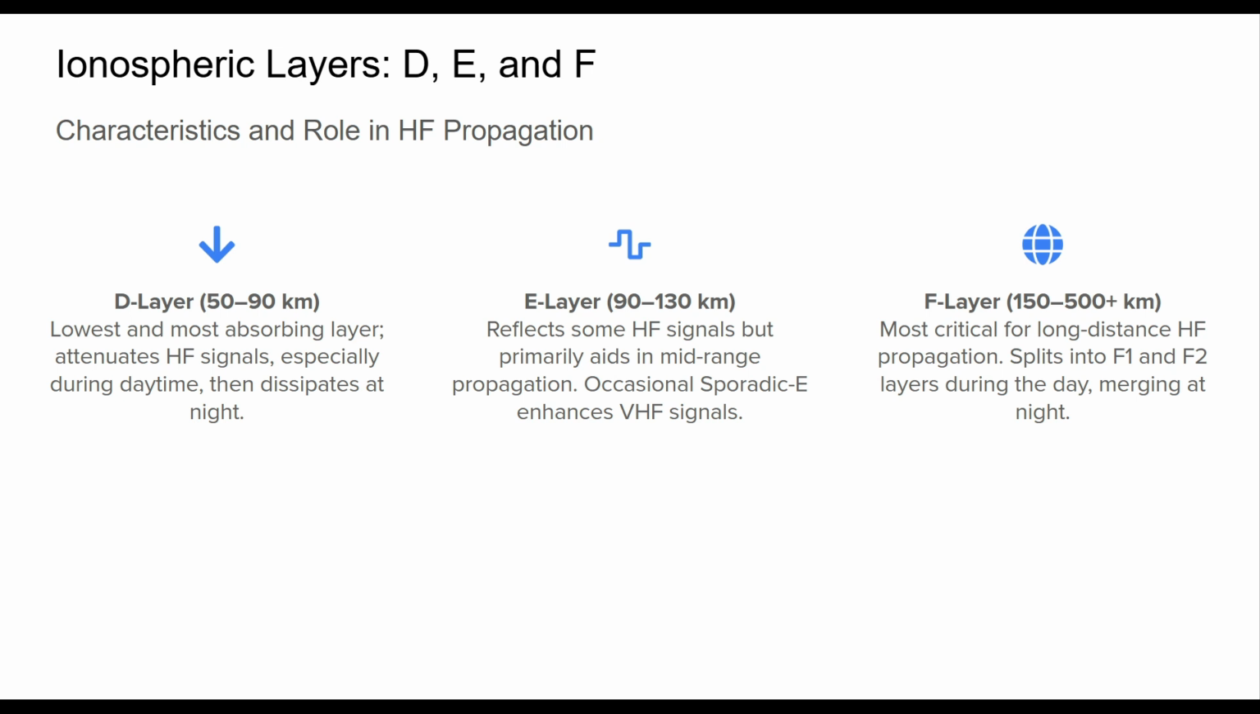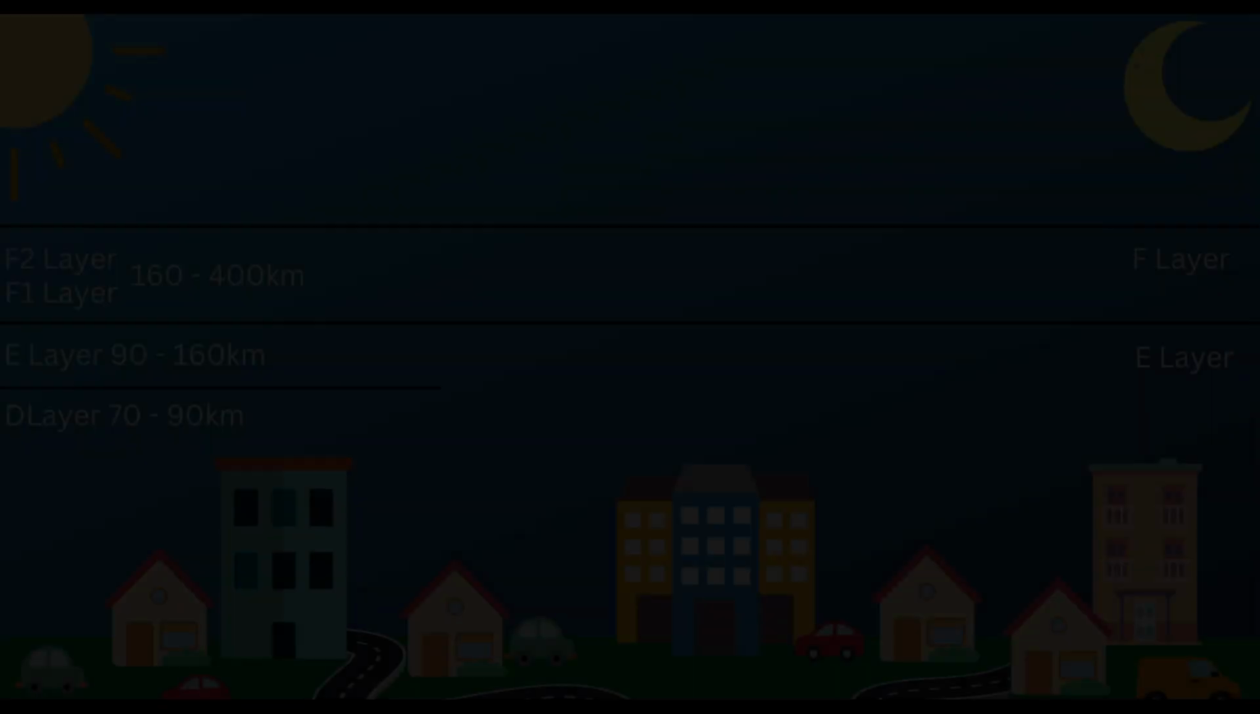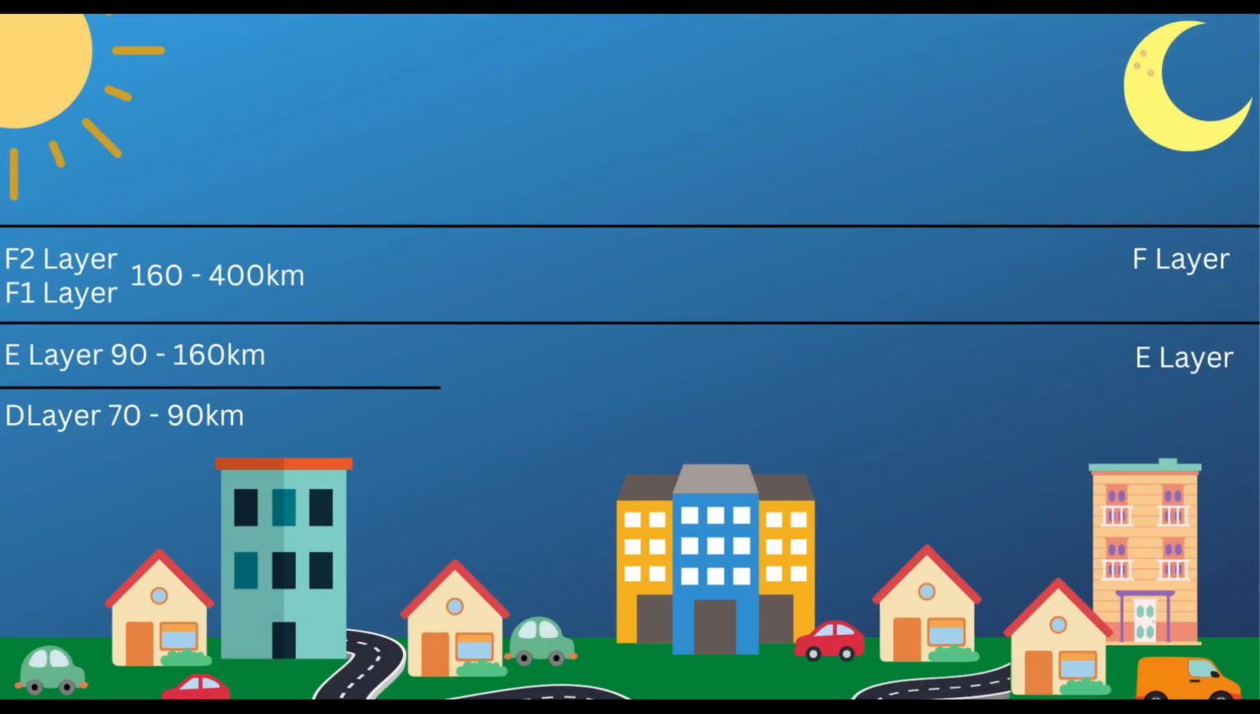It primarily absorbs low-frequency HF signals during the day, making lower bands like 80 and 160 meters difficult to use. At night, it dissipates, reducing signal loss. The E layer occasionally reflects HF signals, aiding in mid-range propagation, and can experience Sporadic-E events that enhance VHF range. The F layer is the most important for long-distance HF communications, as it refracts signals back to Earth. During the day, it splits into F1 and F2 layers, with the F2 layer being the primary driver for global HF propagation.